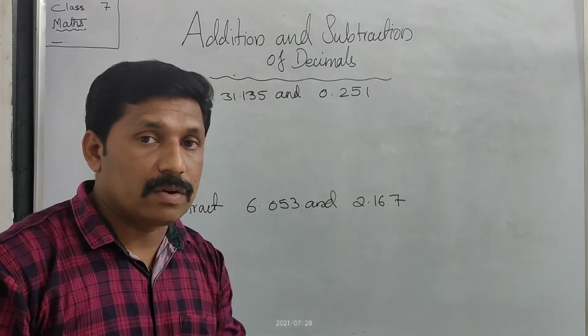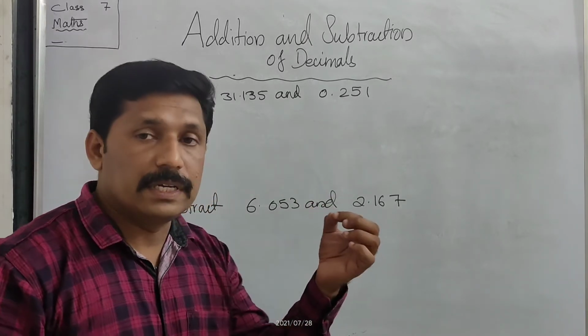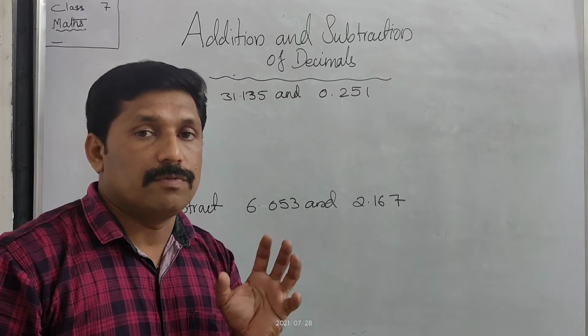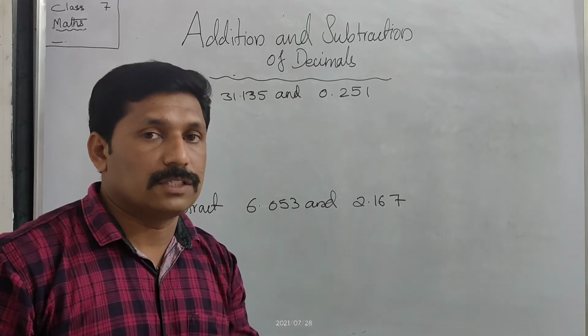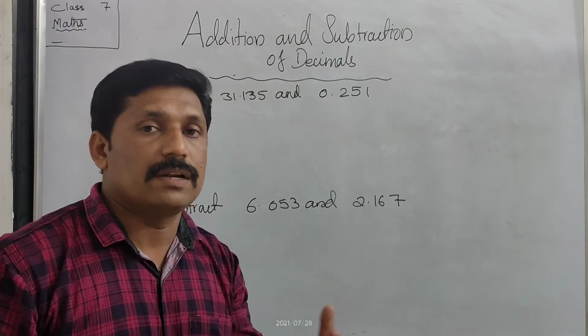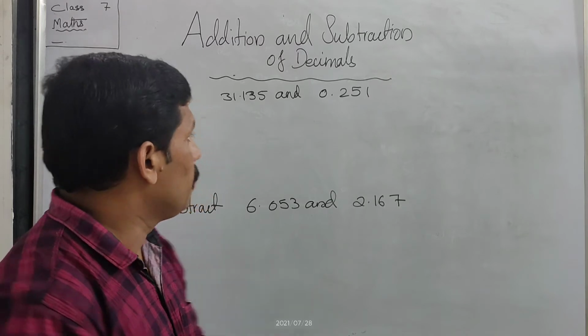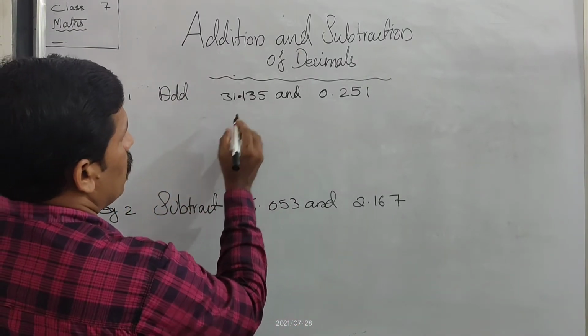Whole part should be under whole part, decimal part should be under decimal part, and the decimal point is under the decimal point. For addition and subtraction, we follow the same method. And afterwards, the addition and subtraction is normal. How we add normal whole numbers, in the same way we add decimal numbers also. So first of all, I will show you how to arrange the numbers for addition.